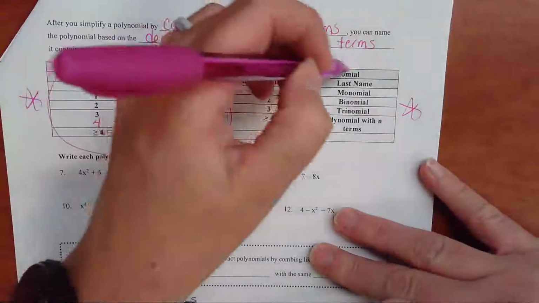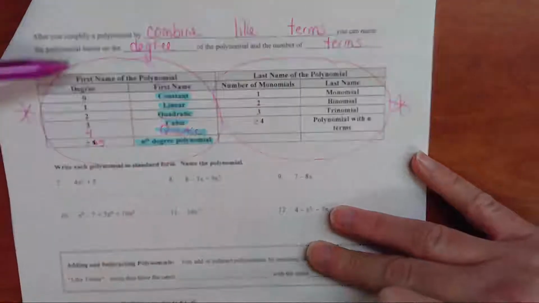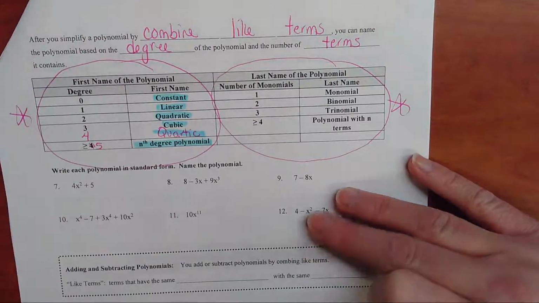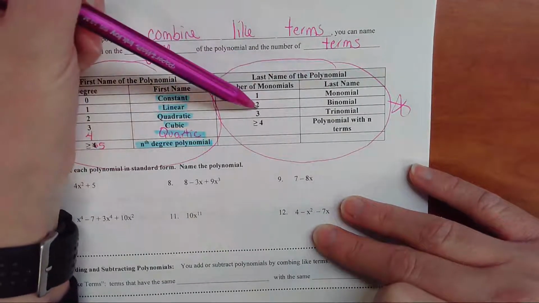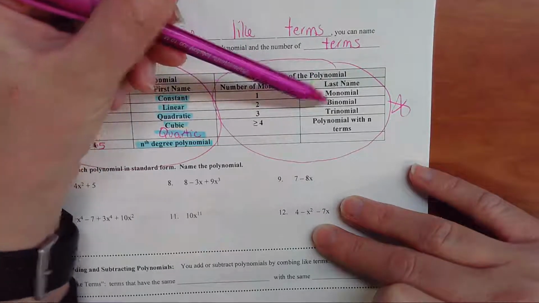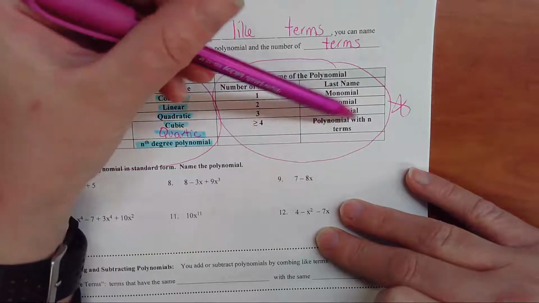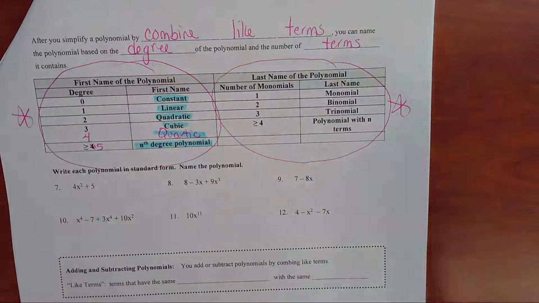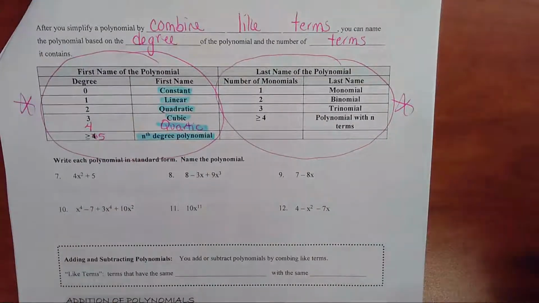The second way that you're going to name them, it has a first name and a last name. So first name, based off of the degree. The last name is how many terms it has. So does it have just one term? 1 term is a monomial, 2 terms binomial, 3 terms trinomial. 4 or more, you're going to say a polynomial with 5 terms, or polynomial with 6 terms, something like that. So let's take a look at a couple of examples, and then you're off and running today.